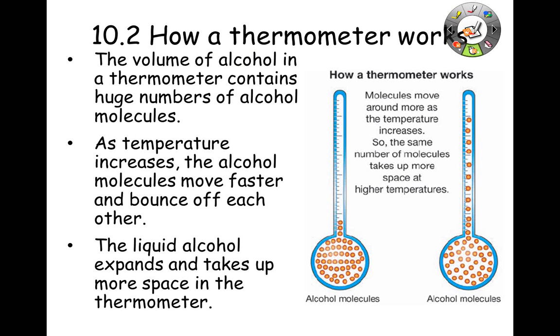How they work. The volume of the alcohol in the thermometer contains a huge number of alcohol molecules. As the temperature increases, the alcohol molecules move faster and bounce off each other and start to travel up the tube. The liquid alcohol expands to take up more space because they're bouncing off each other. And they'll go up the tube, and that's what you read.